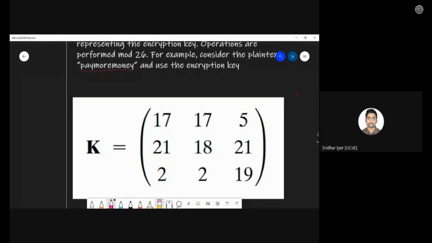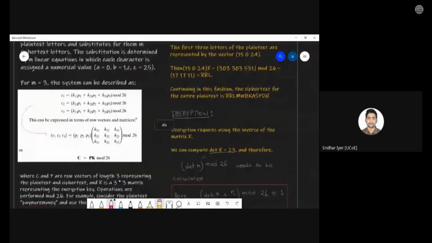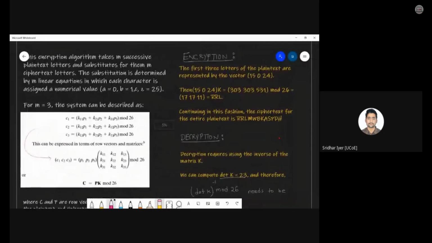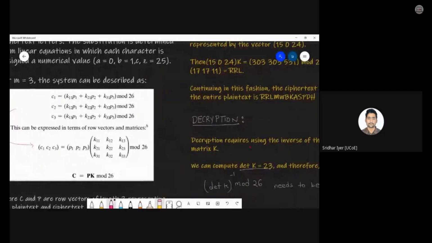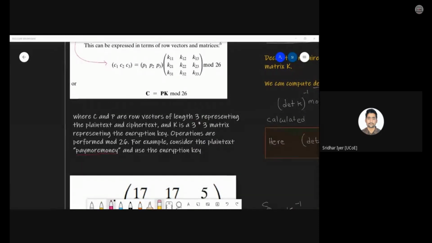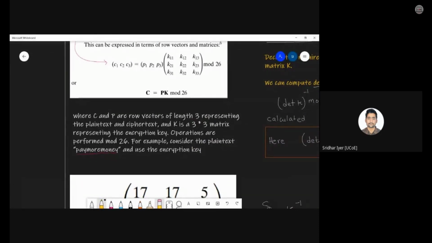So let's move on. The K is given, and you now know that the plain text is divided into four parts of three each. What is the very first group? It is PAY, as you can see over here. The first group is PAY, then MOR, then EMO, and then NEY. So I will focus on only the first section, that is PAY, and let's see how to do it.